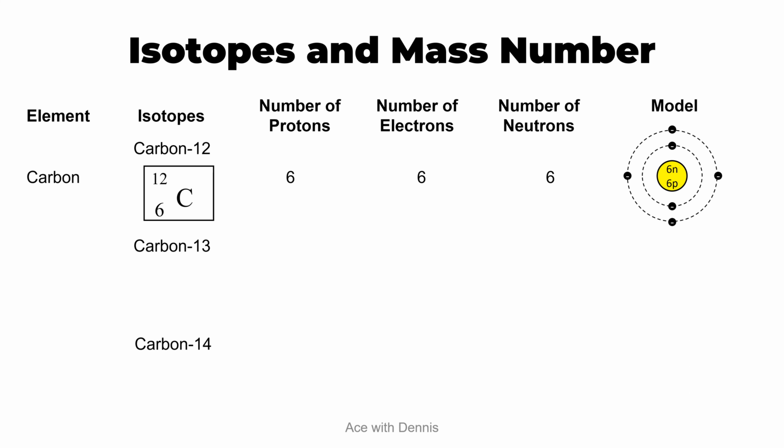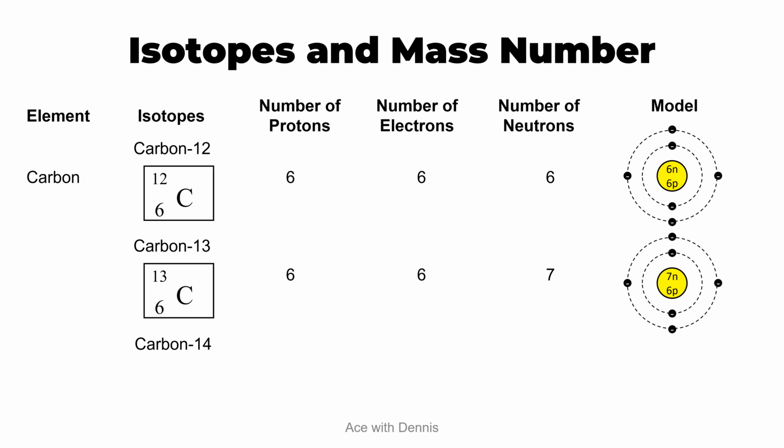6 electrons. For carbon-13, the mass number is 13 and the atomic number is 6, which means the number of protons is 6, the number of electrons is 6, and the number of neutrons is 7. Hence, there are 7 neutrons and 6 protons in the nucleus. This nucleus is orbited by 6 electrons.